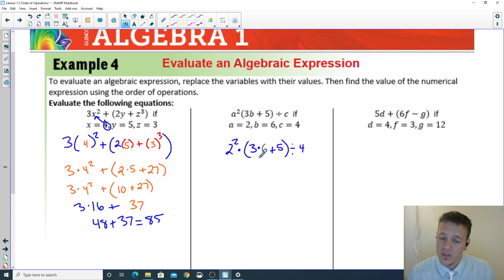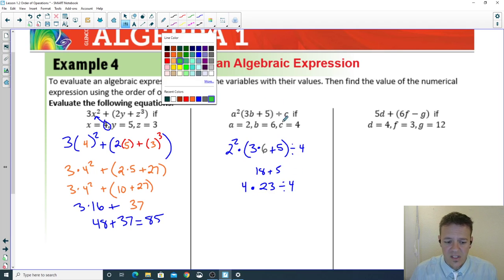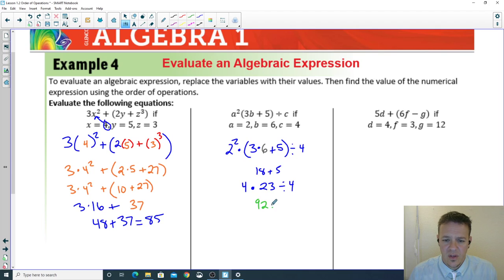So inside the parentheses first, you'd multiply 3 times 6 to get 18 plus 5, which ends up being 23, right? And then on the outside here, times 2 squared is 4, and then over here it's divided by 4. So the cool thing is, if I do this order of operations, it would be 4 times 23, which is 92, divided by 4, which actually comes out to be 23 again. Because if you're multiplying something by 4 and then dividing it by 4, guess what? You're getting rid of the 4, making it a 1. So it's just 23.